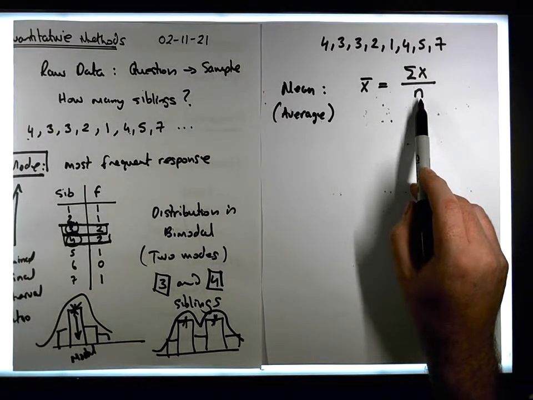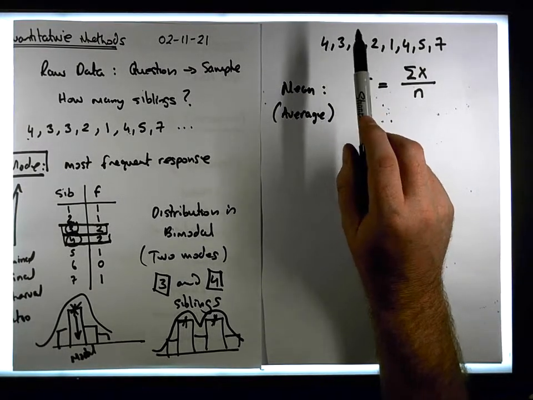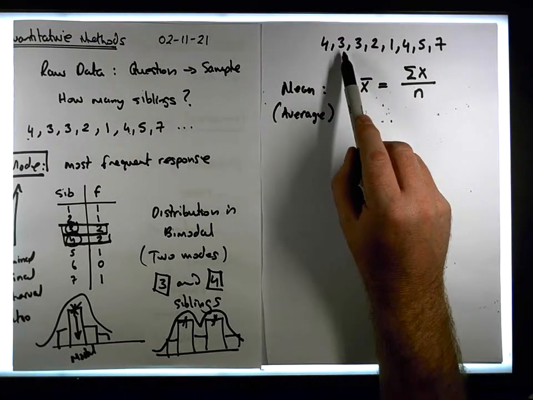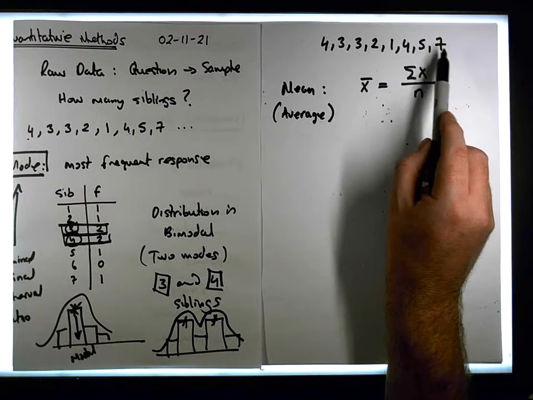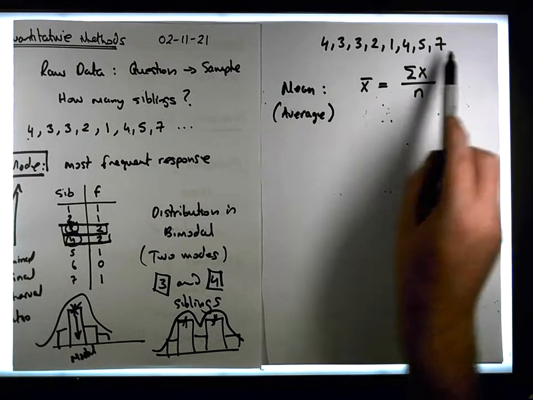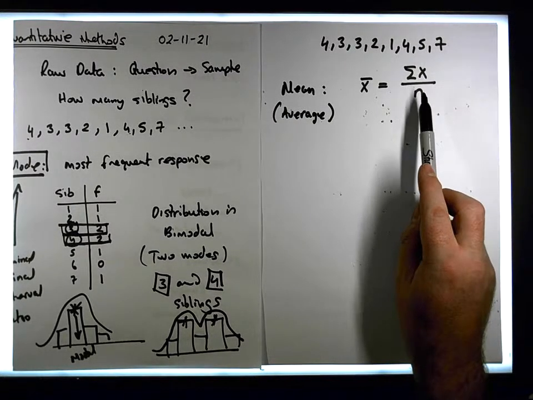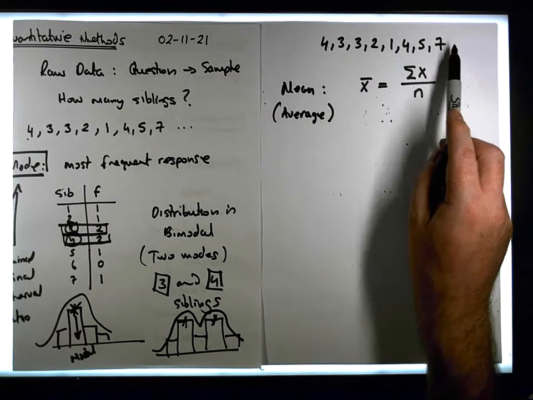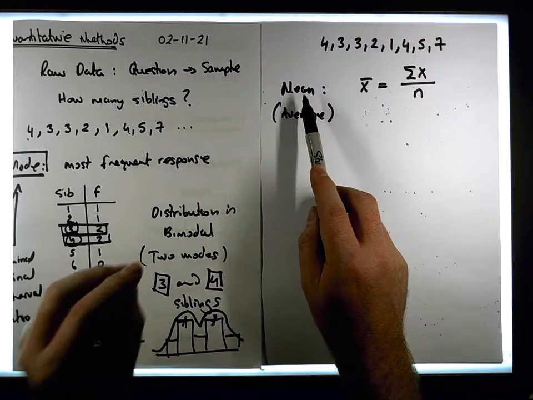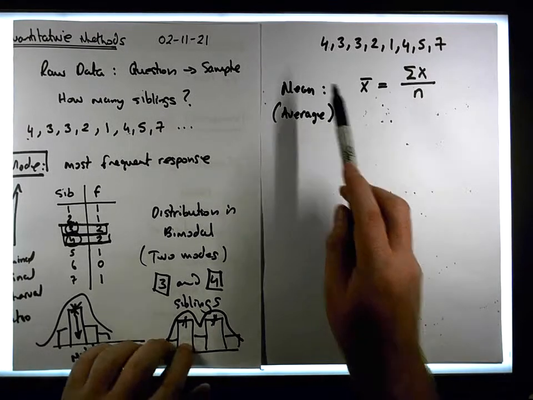I suppose what the mean is calculating in this case is that if these were shots of Jägermeister, 4, 3, 3, 2, 1, 4, 5, and 7, and I add them all together, it gives me the total number of shots of Jägermeister. Let's say I have n people. If I divide the total number of shots by n, what the mean tells me is how many shots each individual should get so that everybody gets the same number of shots. It's a very fair statistic, if that makes sense.